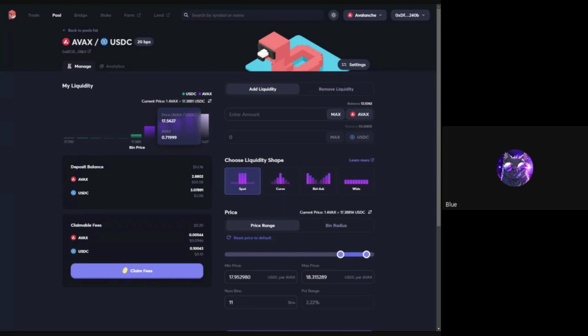So the further the price moves up for AVAX, the more I'm selling into USDC. My strategy here is, I want to sell this one token. I'm going to use Liquidity Book here, and I'm going to DCA out of it gradually. So the more the price goes up, the more I'm selling.